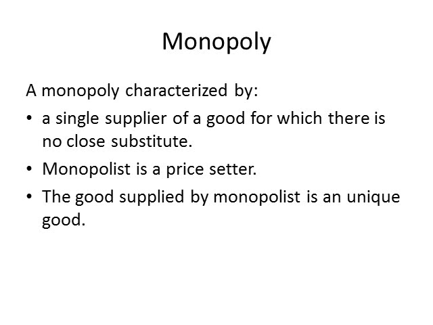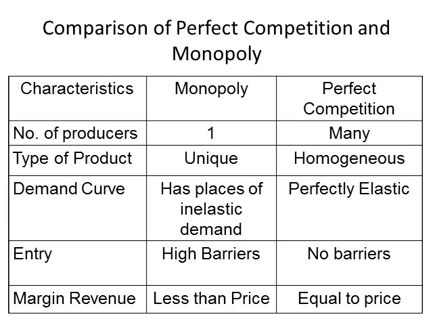The second type of market you need to be familiar with is monopoly. A monopoly is characterized by there being a single supplier of a good for which there is no close substitute. A monopolist consciously looks for a price that will maximize its profits and therefore is referred to as a price setter or a price seeker. The good supplied by the monopolist is a unique good. The chart summarizes the differences between monopolists and the perfect competitor.